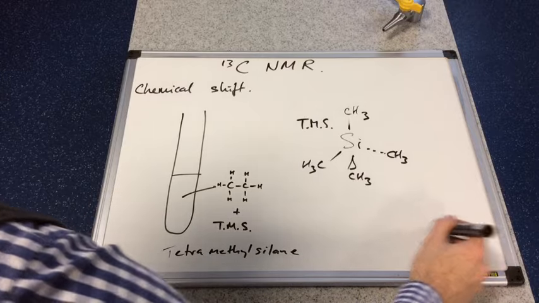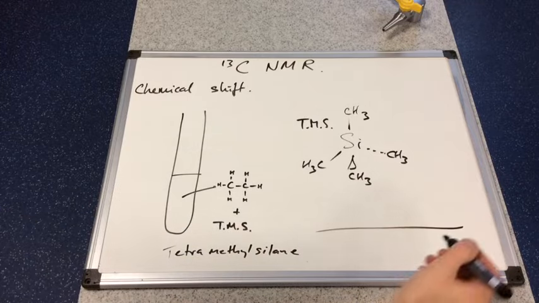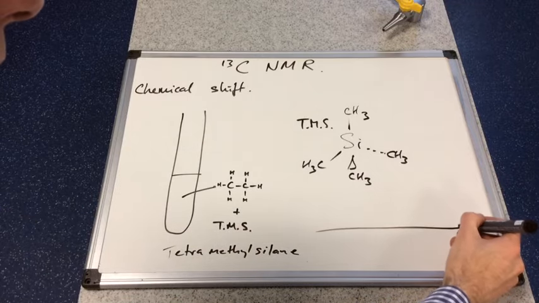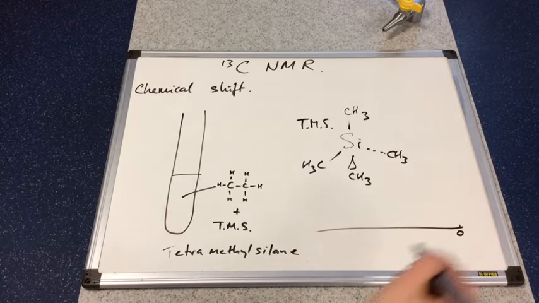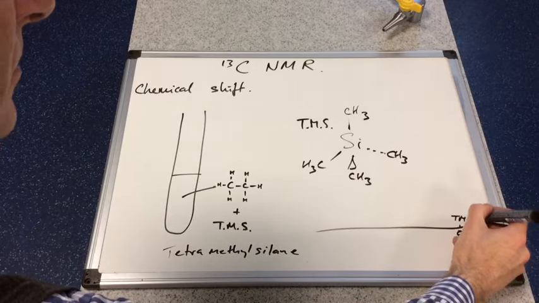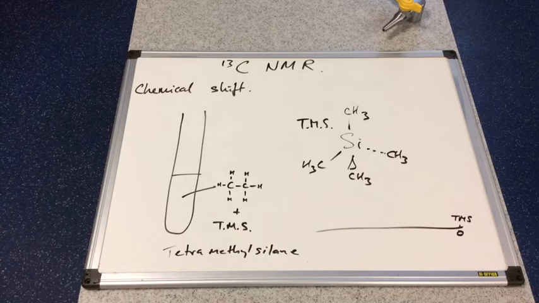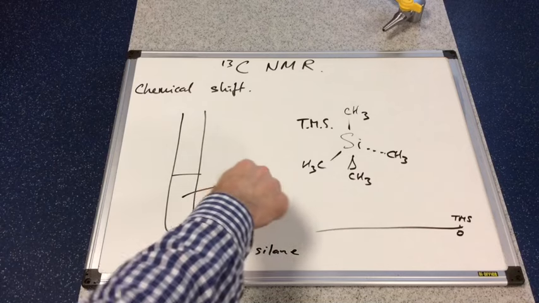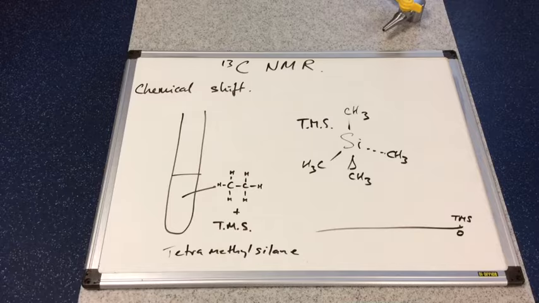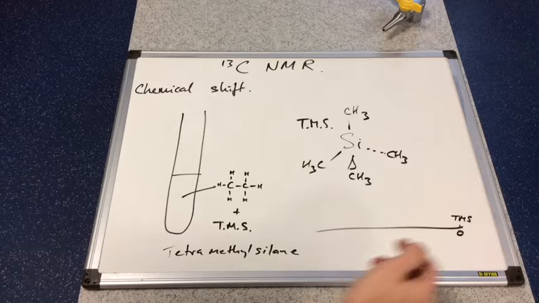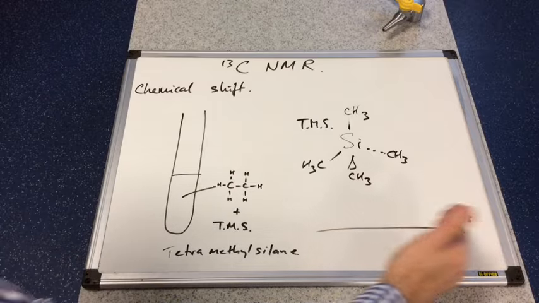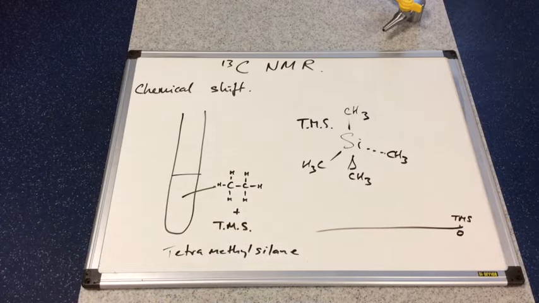So it's used as a standard effectively, or a reference peak. So when you look at an NMR spectrum, you sometimes will see a little peak at 0, and that's the TMS peak. So TMS is used as the standard. And then all the other nuclei in the sample require less energy to flip their spin states around, and so we see all the other peaks to the left hand side of the TMS peak.